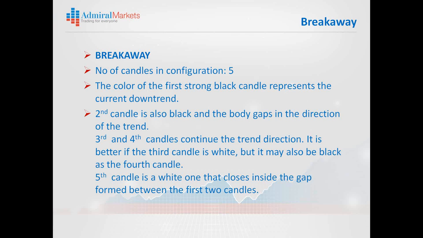So breakaway. We have five candles in the configuration. The first strong black candle represents the current downtrend. The second candle is also black, and the body gaps in the direction of the trend. The third and the fourth candles continue the trend direction. It is better if the third candle is white, but it may also be black, as the fourth candle. We will see that on a practical chart. The fifth candle is a white one that closes inside the gap formed between the first two candles.